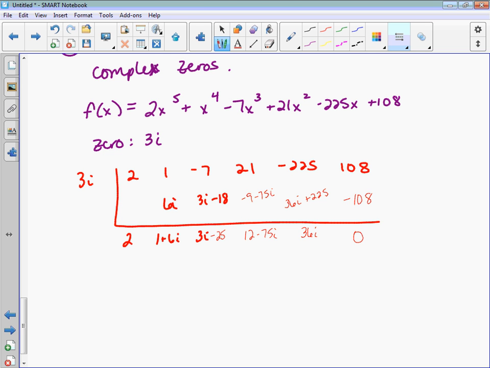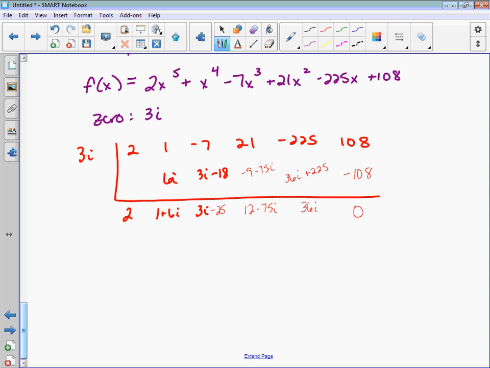So another 0 is negative 3i. Because guys, look at what we have left at the bottom. Do you think we can put x to the 4th in with that and factor that? No. So we have to use another 0. Remember, imaginaries come in pairs. So negative 3i. I'm not going to rewrite all of those. I'll just use them as they are. So bring down your 2.